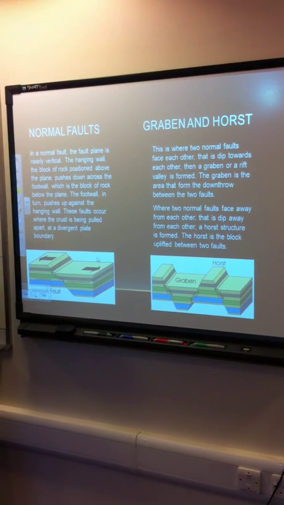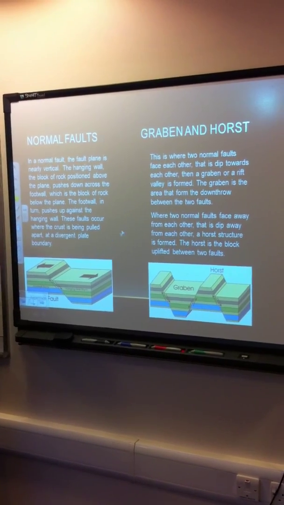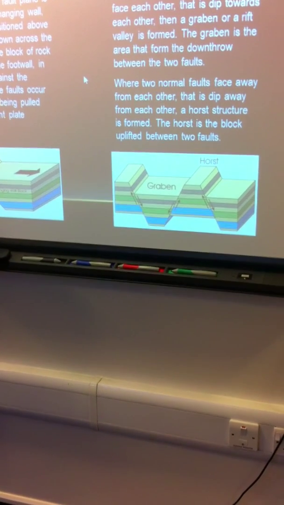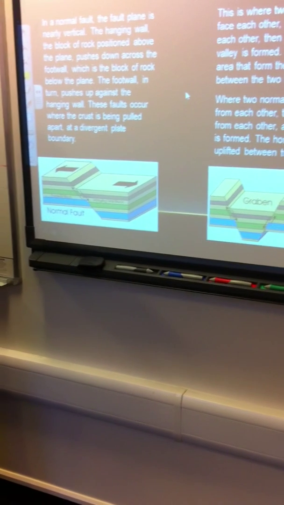As you can see, the block on the left is kind of shaped like a foot. That's the footwall, and as you can see, the block on the right looks like it's resting or hanging on top of the footwall. That's the hanging wall, which is over there.